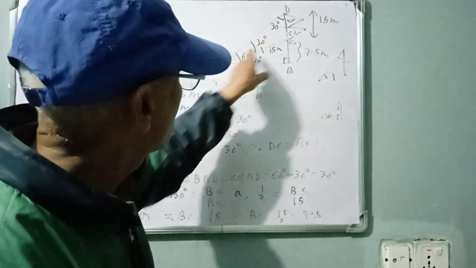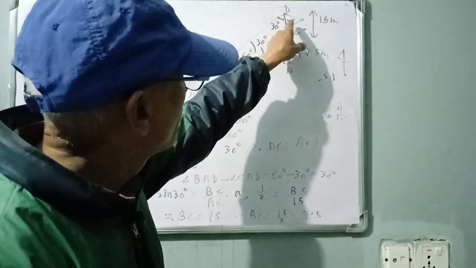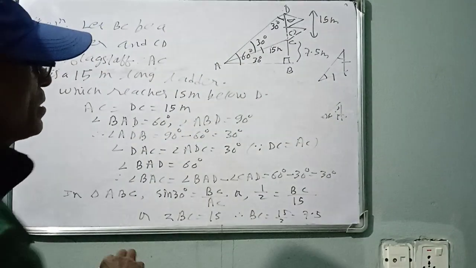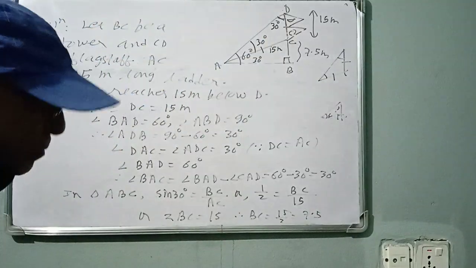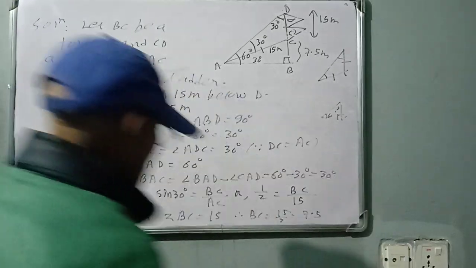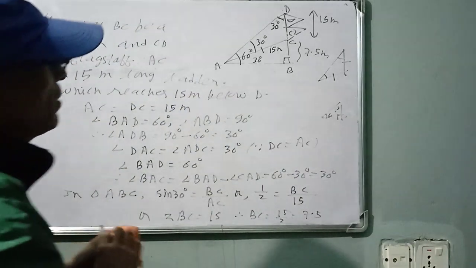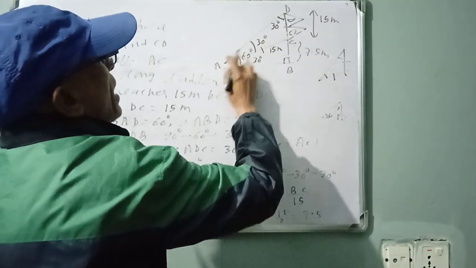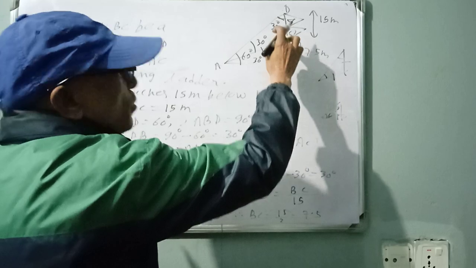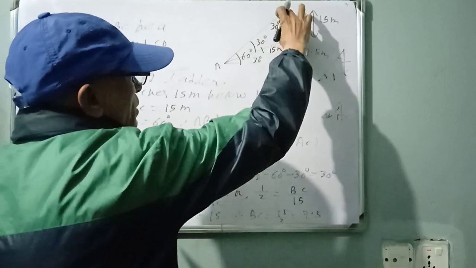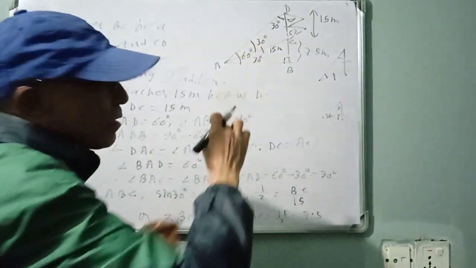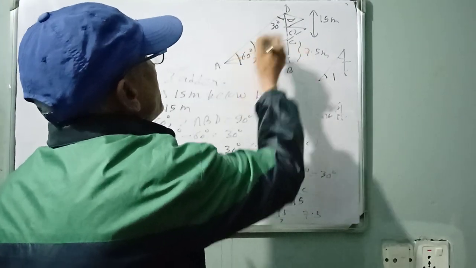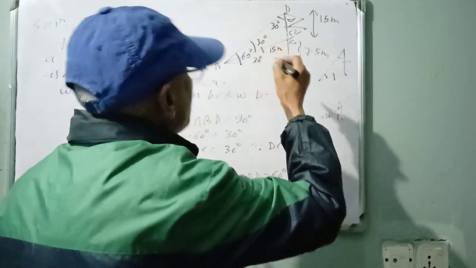A ladder 15 meter long reaches 15 meter below the top of a vertical flagstaff. It means this is also 15 meter. Then what can you do? First of all, make a tower, a ladder which reaches 15 meter below the top. This is 15, this is 15. Angle of elevation 60. Then this is 90, this is 60. So find out angle D.